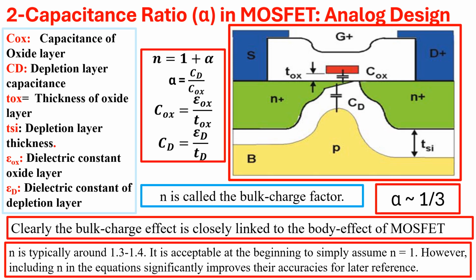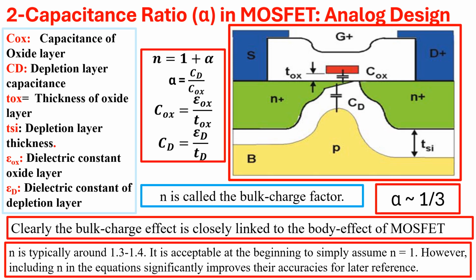Now we discuss the effect of the capacitance ratio on charge storage. The capacitance ratio influences how effectively the MOSFET can store charge, which is critical in dynamic applications like digital circuits and some advanced analog and mixed IC circuits.